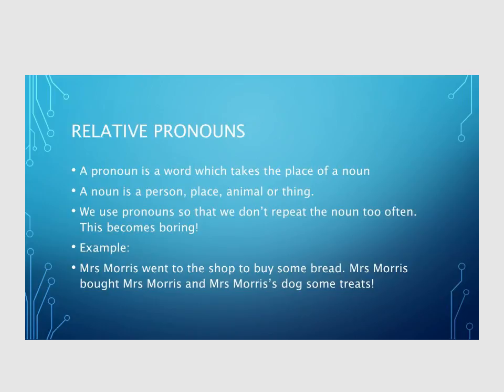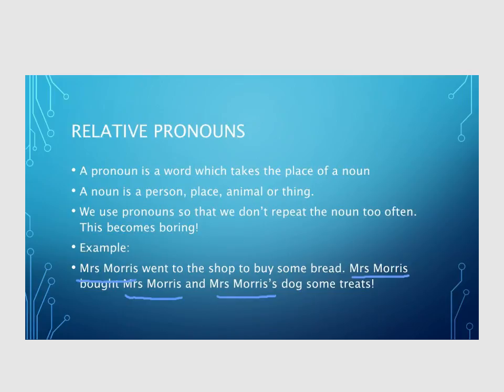Mrs. Morris went to the shop to buy some bread. Mrs. Morris bought Mrs. Morris and Mrs. Morris's dog some treats. As you can see, that sentence is a bit boring using Mrs. Morris over and over again, and it also gets quite confusing. So the noun that's being repeated here is Mrs. Morris, and you can see it's been repeated 4 times in 2 sentences. And what we need to do is replace some of those Mrs. Morrises with some pronouns. So I don't know if you can think of any.